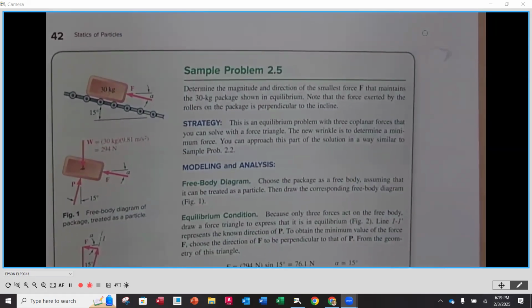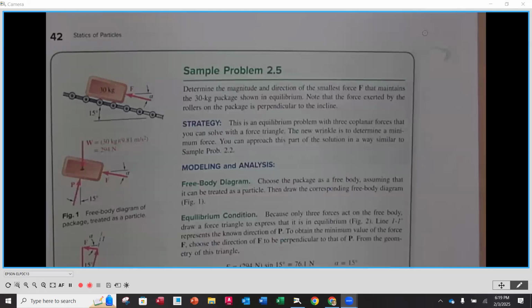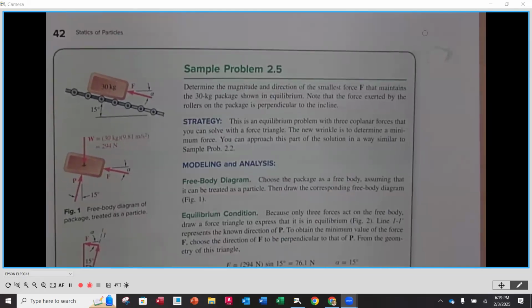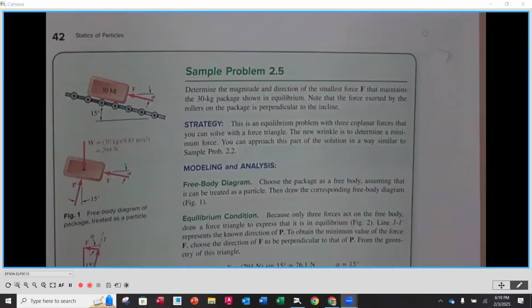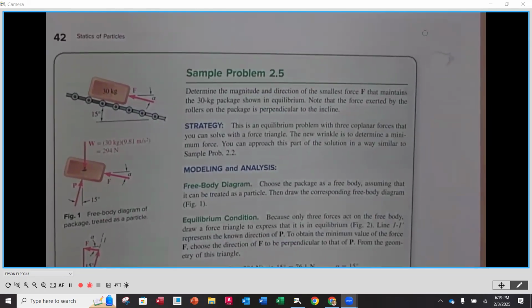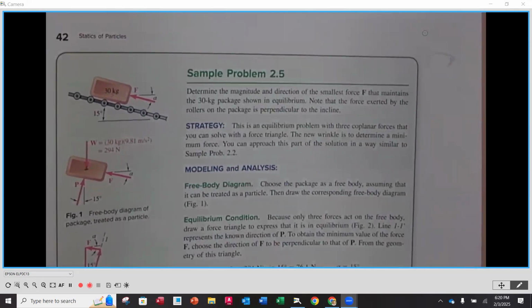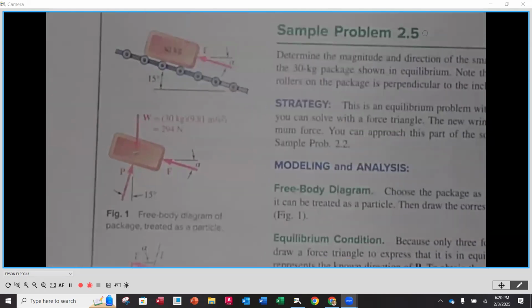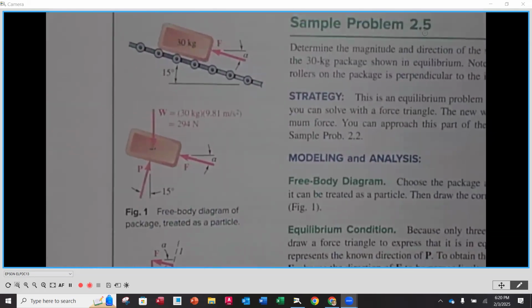Note that the force exerted by the rollers on the package is perpendicular to the incline. So you can really think of those rollers as just a regular flat surface, and then we're going to have a normal or support force that's going to support that. So directly down below here is the illustration, and then we'll draw the free body diagram.